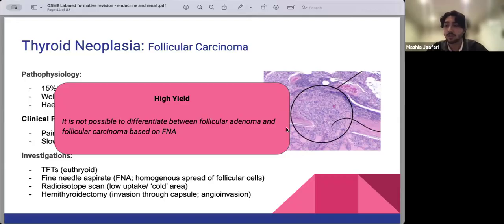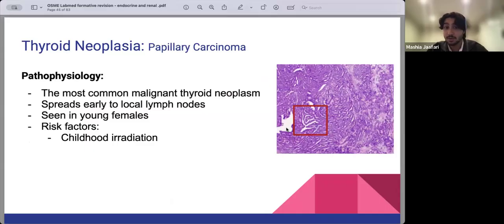Something they do also ask sometimes is what is the mechanism of spread of follicular carcinoma? And it's usually hematogenous, so it goes via the blood, which is in contrast to the next tumor, papillary carcinoma, which spreads lymphatically. So papillary carcinoma is the most common type of thyroid cancer. And as I said, it spreads to lymph nodes. It doesn't spread in the blood like follicular carcinoma.